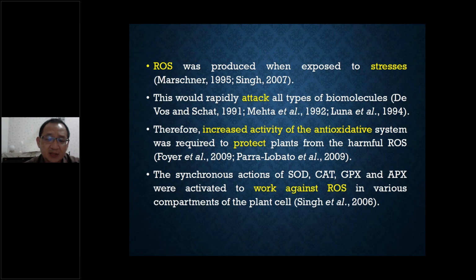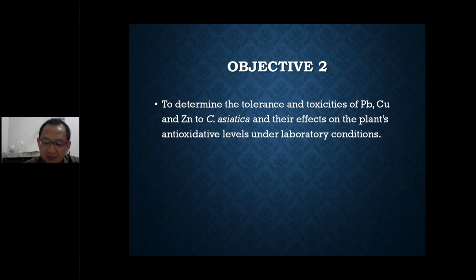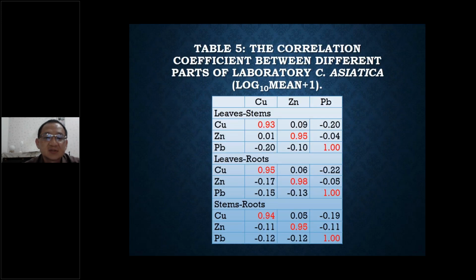As I explained in a previous slide, the synchronized actions of SOD, CAT, GPX, and APX were activated to work against ROS. All these different mechanisms are activated in order to reduce the harmful biomolecule effects, especially the hydrogen peroxide of the ROS. So the second objective is a laboratory condition study.